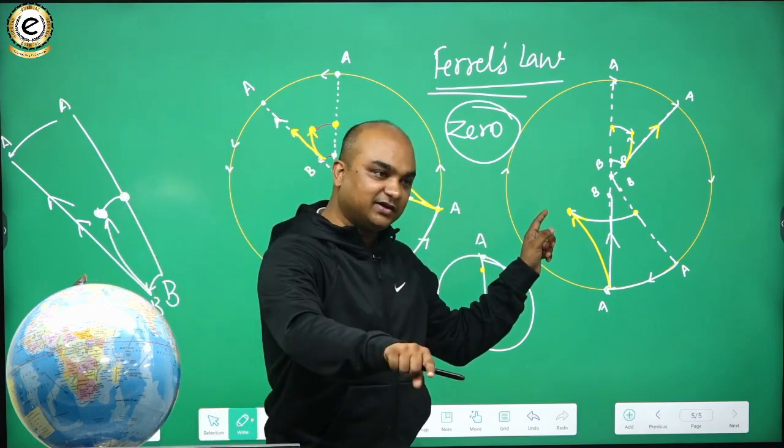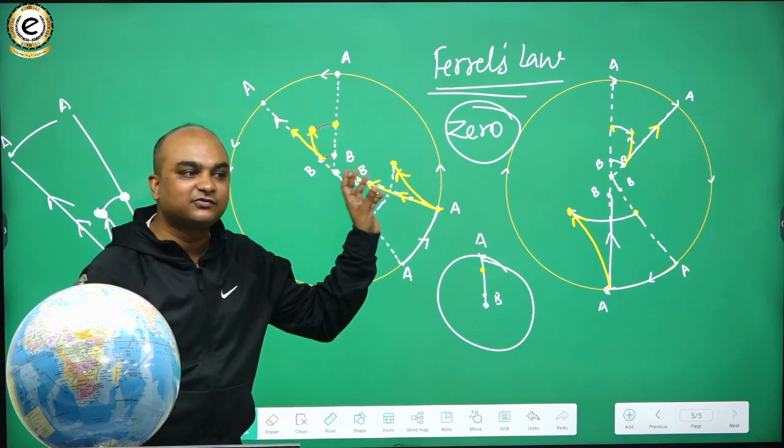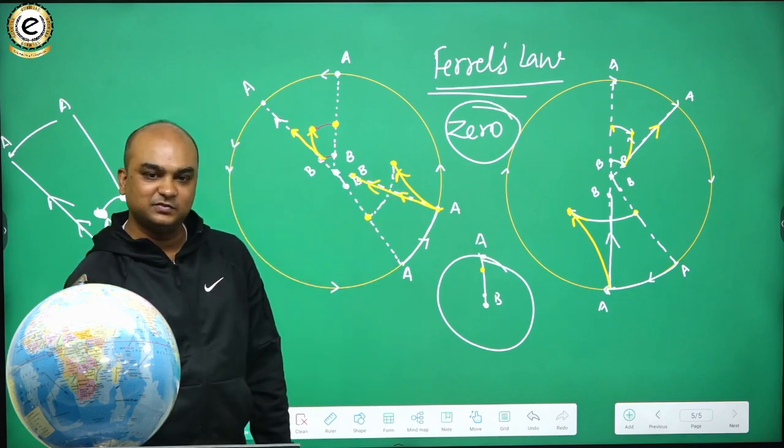That's why at the equator there is no tropical cyclone. Why no tropical cyclone? Because the Coriolis force is 0. समझ में आ रहा है?